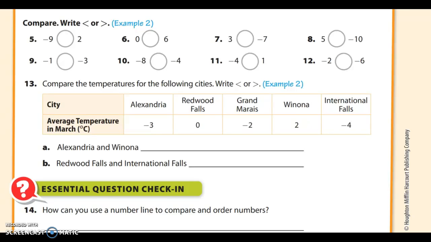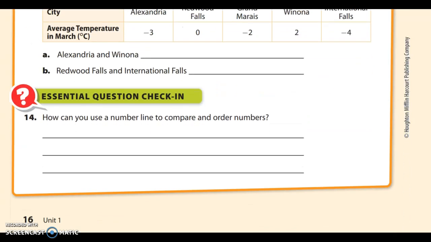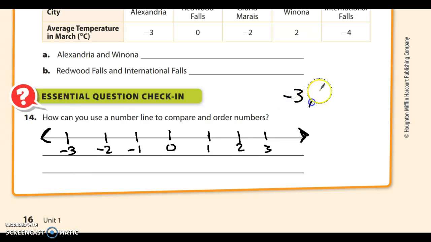All right, last one. How can you use a number line to compare and order numbers? So I'm going to start with just a little sketch, and then I'll help you write an answer. So let's pretend I asked you to put some numbers on a number line, like 0, 1, 2, 3, -1, -2, -3. Let's pretend the question said to compare and order -3 and 2 and 1 and -1. So I've got to put those on a number line. -3 goes over here, and 2 goes here, and 1 goes here, and -1 goes here.